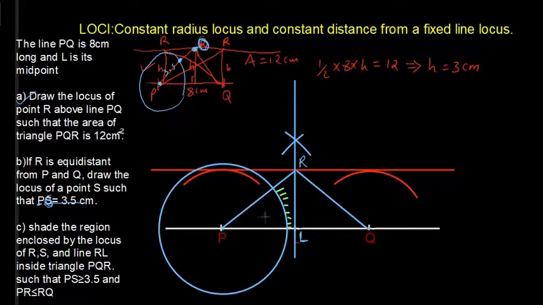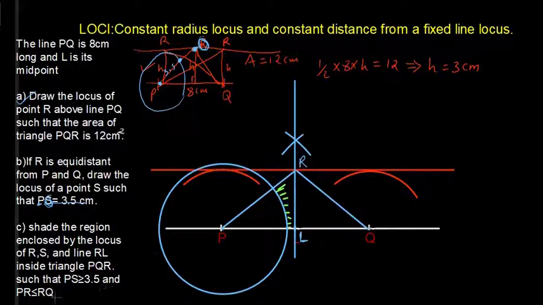So on this other side, we have it less than 3.5 centimeters. So we shade the wanted region. So we want this other region, and it must also be in triangle PQR. So that's why I've shaded here. Remember, I'm not interested in this part because it's outside the triangle.